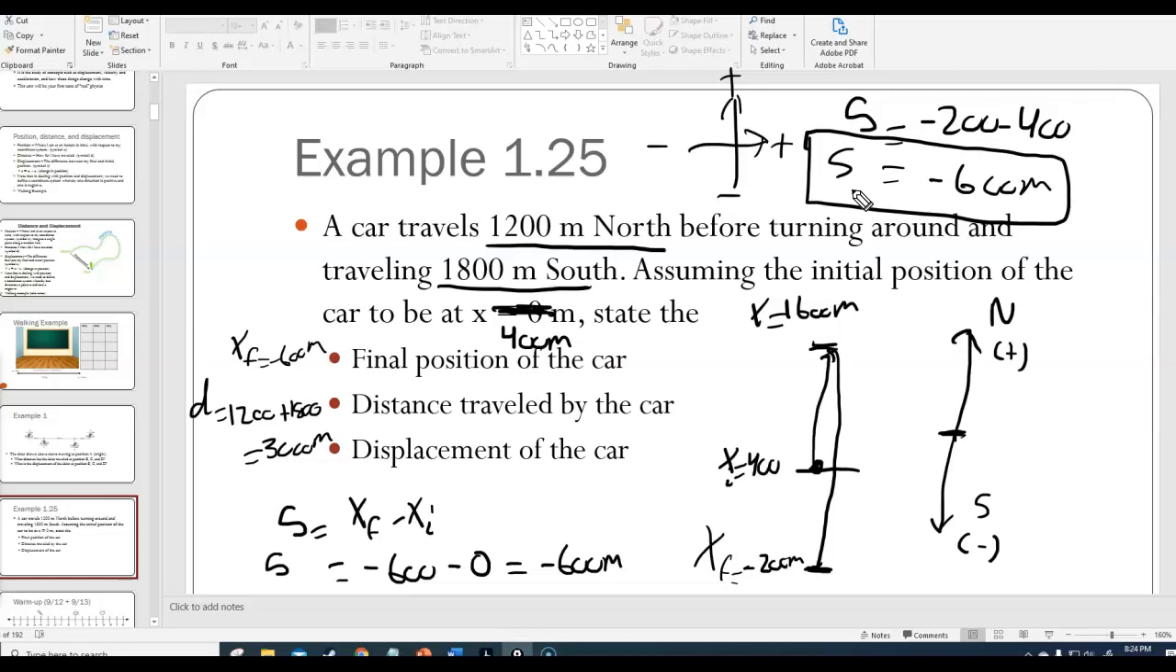Okay, so hopefully after this video you have a better understanding of what the difference between position, distance, and displacement are.